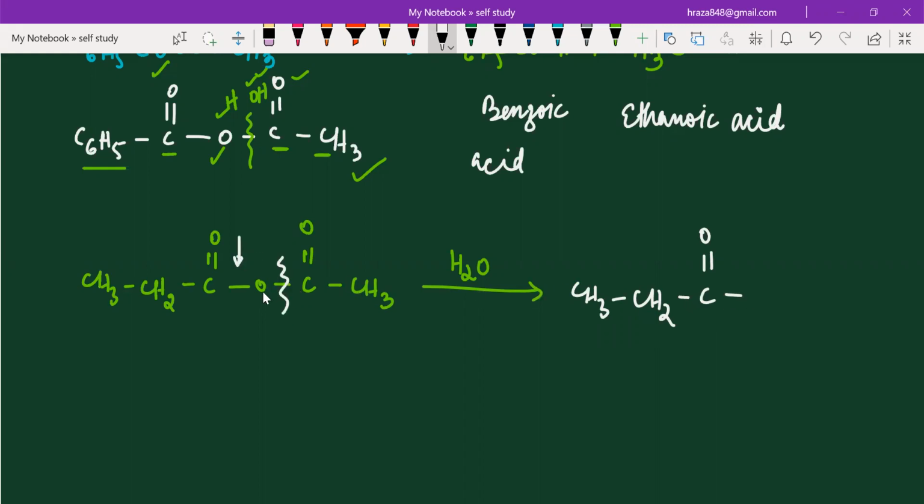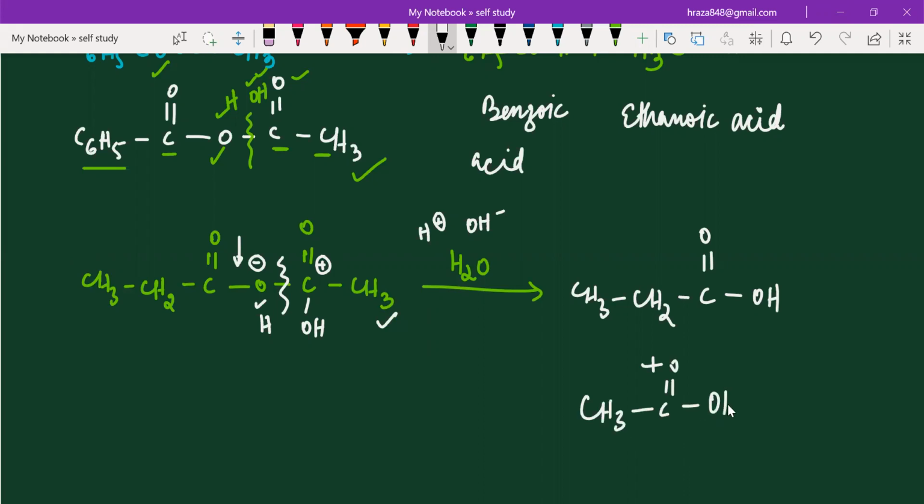You will get CH3CH2 and CH3, and with O you are going to add hydrogen, with carbon you are going to add OH. As you know, this will have a negative and this a positive sign, and H2O is H plus and OH minus. So OH minus will go to carbon and H will go to oxygen. It will form OH, and another carboxylic acid you will get from this side, that is CH3 C double bond OH. So one is propanoic, another is ethanoic. Have you got this? Yes, sir.